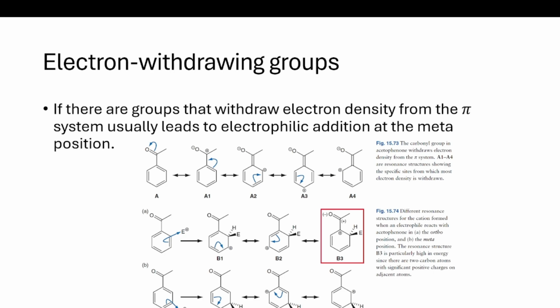I also wanted to talk about the effects of electron withdrawing groups. And so, if there are groups that withdraw electron density from the pi system, instead of addition happening at either the ortho or para position, what we're going to have is addition at the meta position.